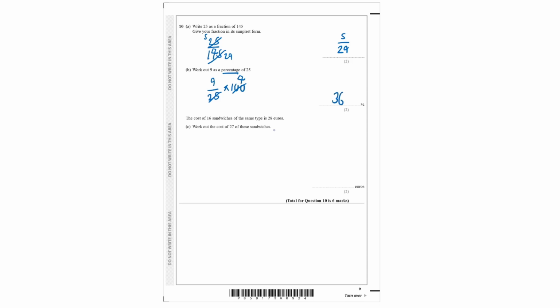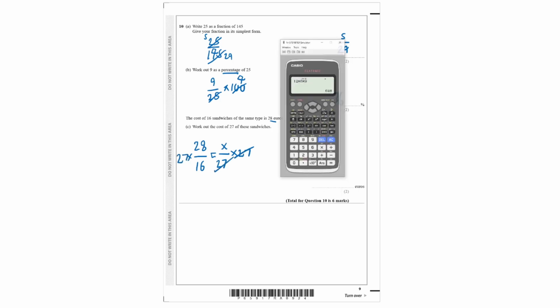The cost of 16 sandwiches of the same type is 28 euros. Work out the cost of 27 of these sandwiches. So we can see here that 28 euros is equivalent to 16 sandwiches. And we don't know the cost of 27 sandwiches, but we know that it is 27. We can multiply both sides by 27 using the similarity rule. And we can find out what our answer is using a calculator.